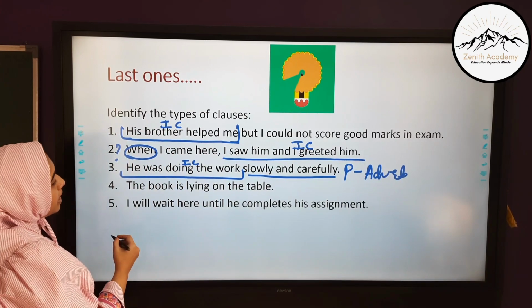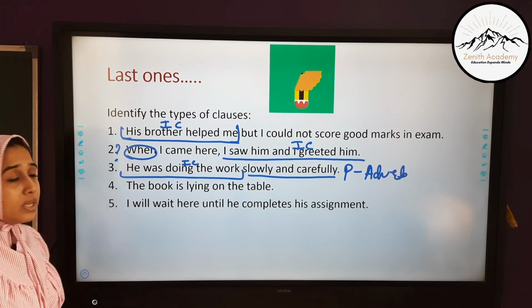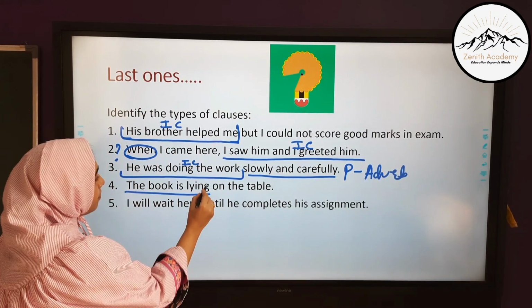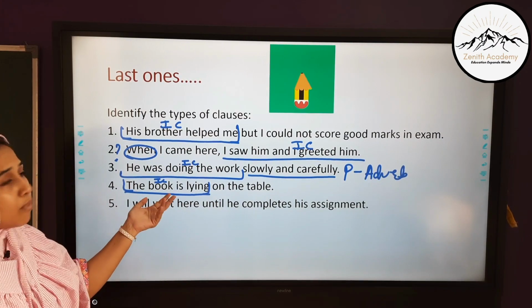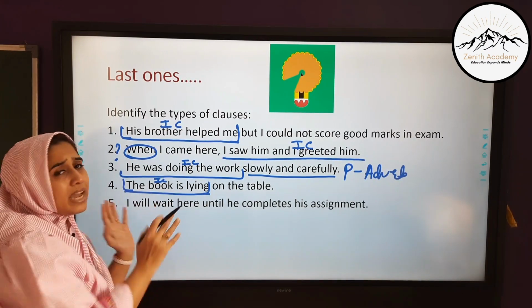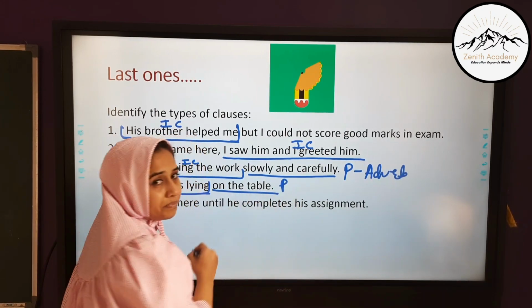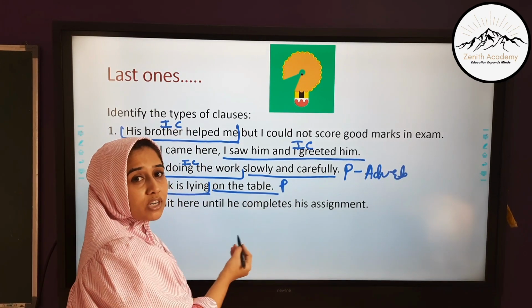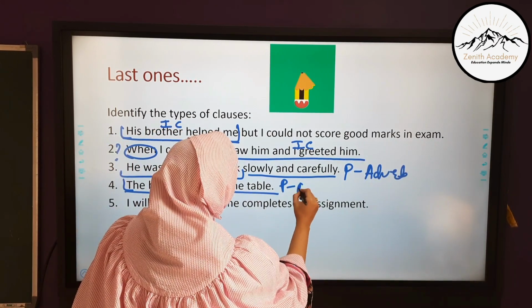The fourth example is, the book is lying on the table. So here, the book is lying is the independent clause, where book is the subject and lying is the verb. Now this book can be lying anywhere. So on the table is a phrase. Which phrase? What is it showing? It is showing the position of the book. So this is a prepositional phrase.